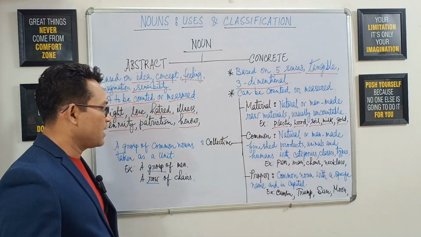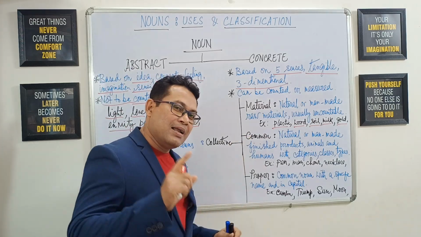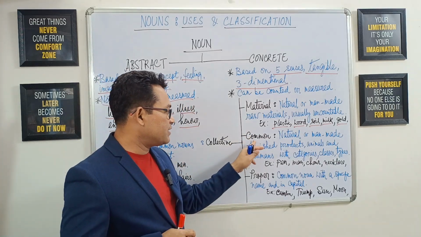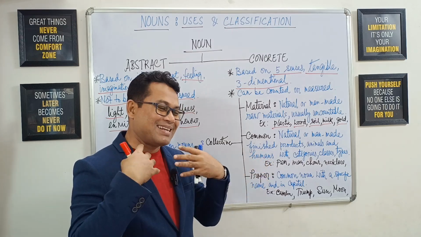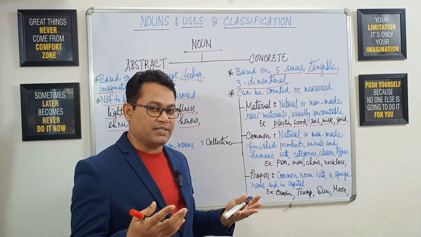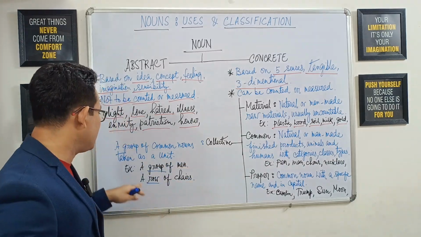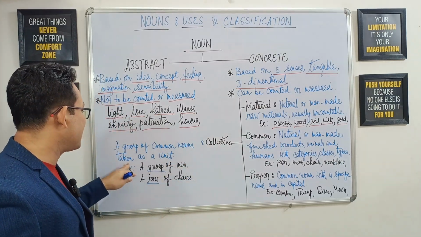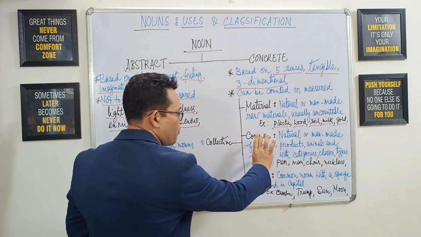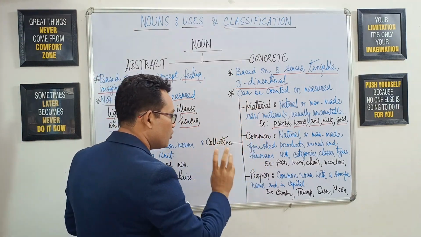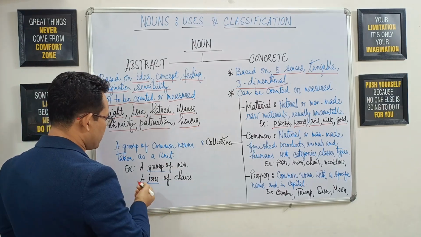Okay. Now, so we have got material, common and proper. Now remember that if we take more than two common nouns together and consider them as a unit, then we get nothing but collective nouns. Explanation: a group of common nouns taken as a unit. All right. So it must be a group of common nouns, not material, not proper, not abstract. Okay. So that's why it is very, very important.